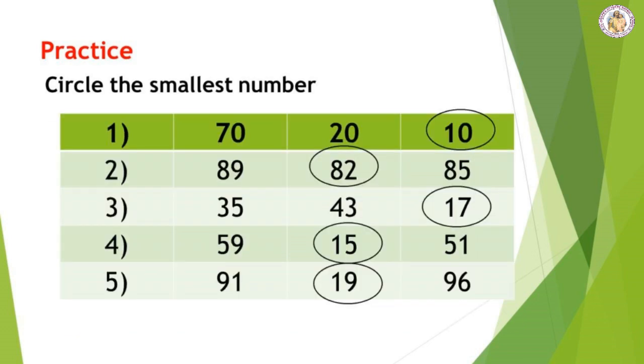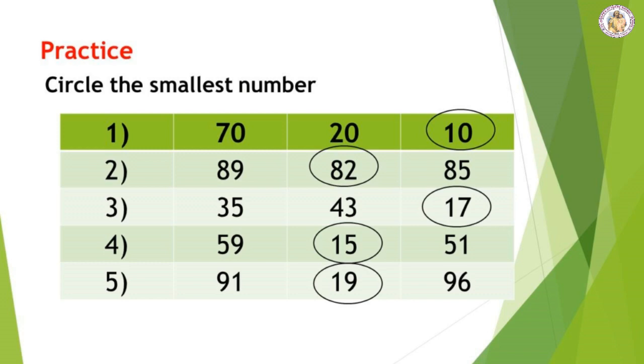Circle the smallest number. In the first one they have given 70, 20 and 10. First you have to compare the tens place. 7 tens, 2 tens and 1 ten. Yes. Which one is smallest? 10 is the smallest number. So you have to circle the 10.